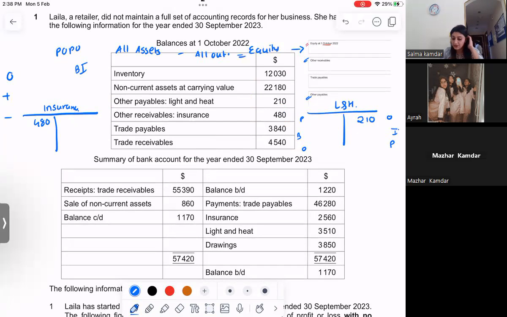Yeah. So inventory is what? Debit. Non-current assets is what? It'll be debit. Other payables is liability. That means it is credit. This is debit. This is credit. This is debit. Or alternatively, I could say this is asset, liability, asset, liability, assets. So all assets minus all outside liabilities. Can you give me the amount?